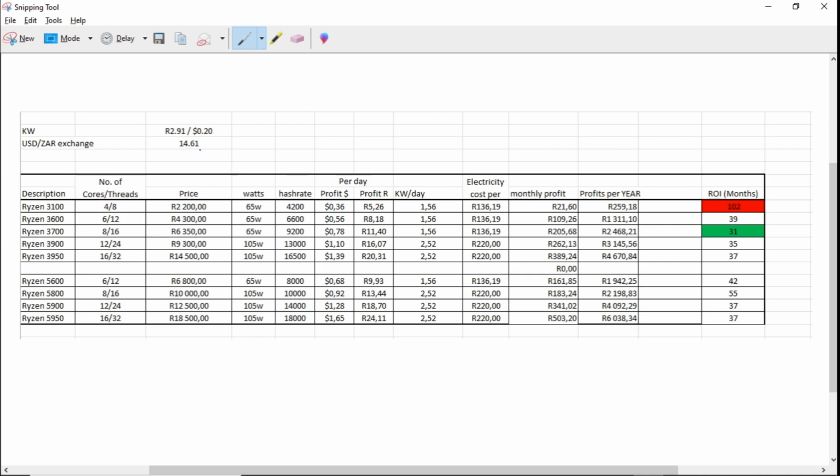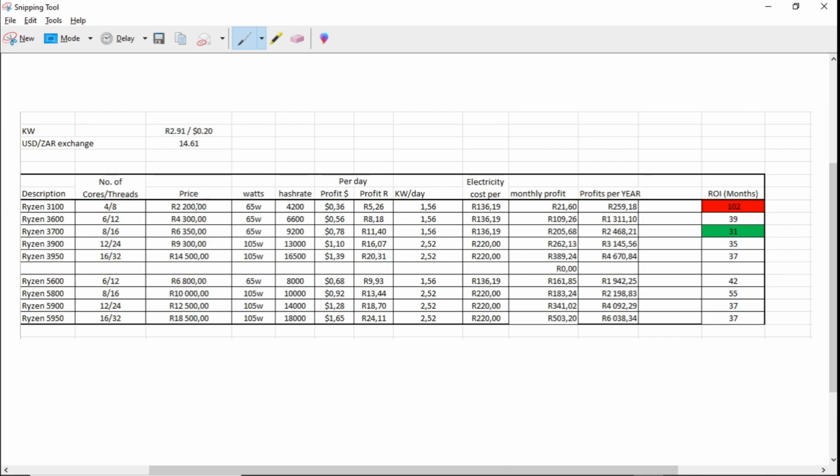As we look at the CPUs specifically, I've got the Ryzen 3100, Ryzen 3600, 3700, 3900, and 3950. I left out the 3800 because the 3700 and 3800 are quite close together. I've added the newer CPUs, which are the 5600, 5800, 5900, and the 5950.